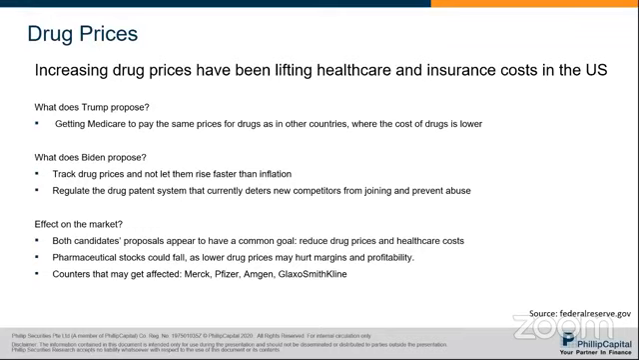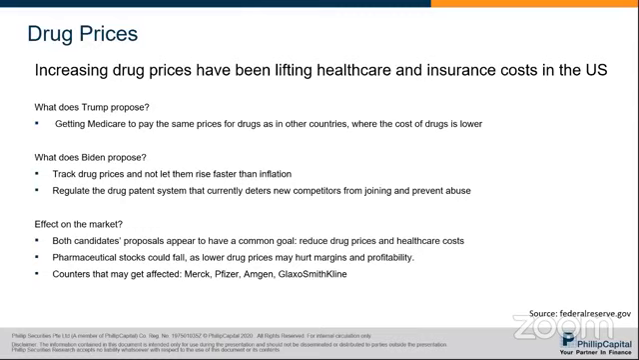So what does Trump propose? Trump has said that he would come up with a cheaper and better healthcare plan. Although since his term, no actual plans have been implemented or executed yet, as the laws have not been passed by Congress. Nevertheless, Trump has signed executive orders, such as getting Medicare to pay the same prices for drugs as in other countries, where the cost of the drugs are lower. He also has mandated drug companies to make known their drug prices in their TV advertisements. So these are just a few of the executive orders that Trump has signed so far.